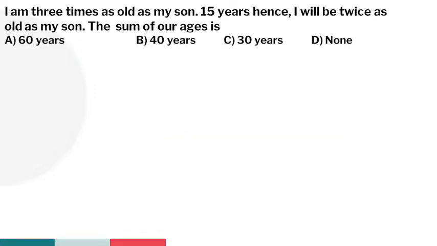And move on to next one. I am 3 times as old as my son. 15 years hence, I will be twice as old as my son. Find out the sum of our ages, both ages. What is the answer, guys? Anyone?